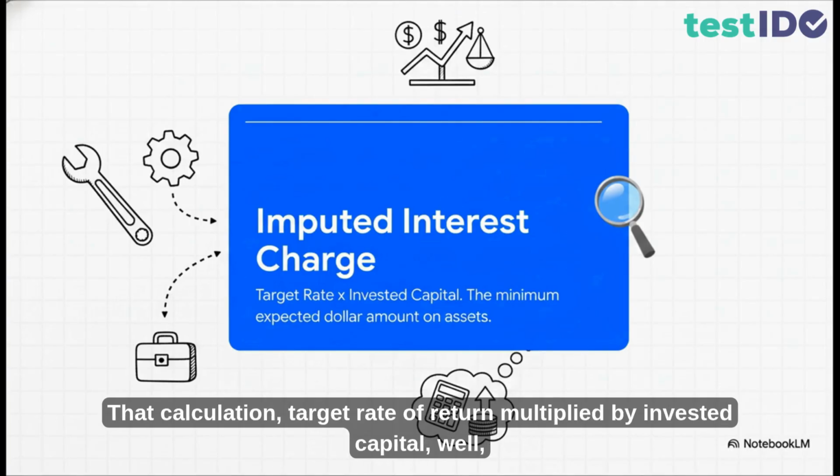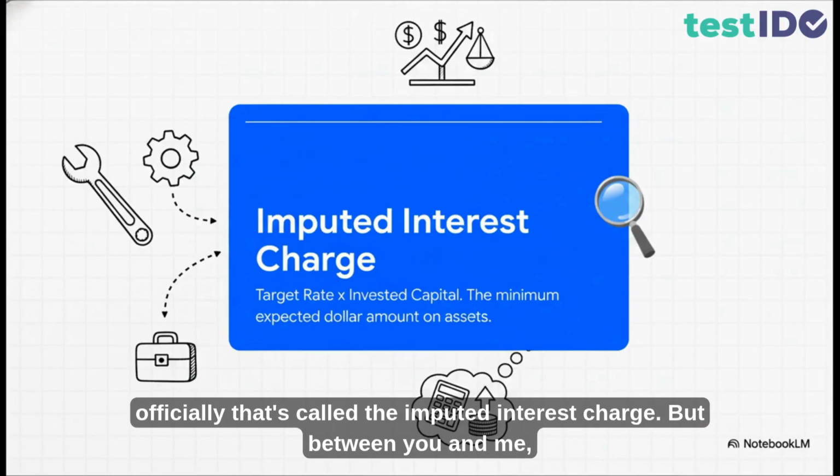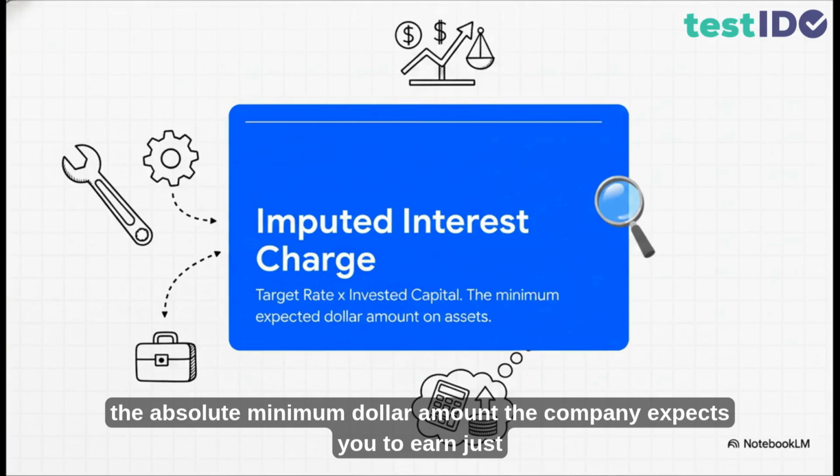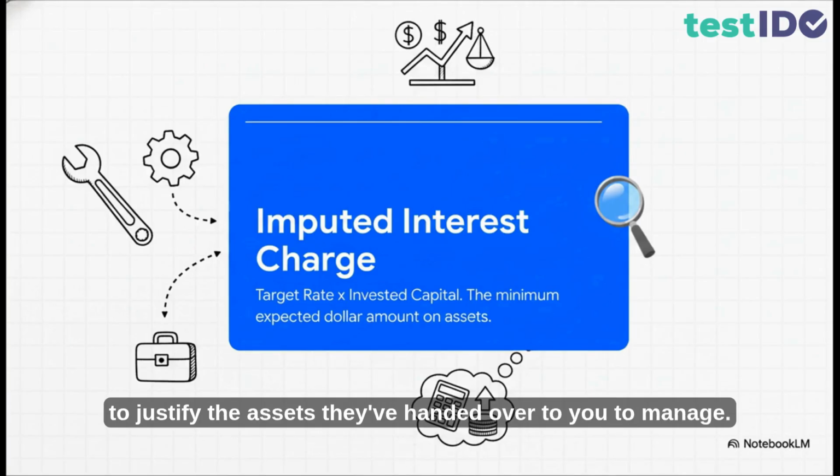That calculation, target rate of return multiplied by invested capital, well, officially that's called the imputed interest charge. But between you and me, I just like to call it the cost of your tools. It simply represents the absolute minimum dollar amount the company expects you to earn just to justify the assets they've handed over to you to manage.